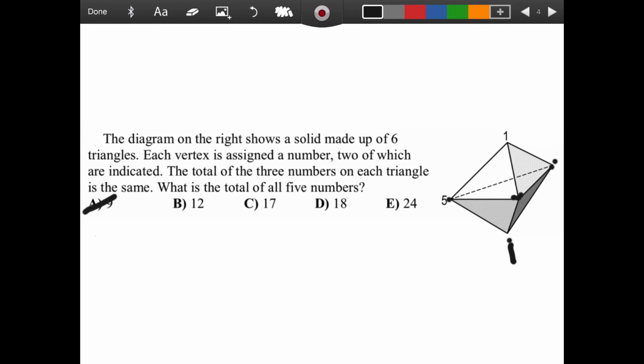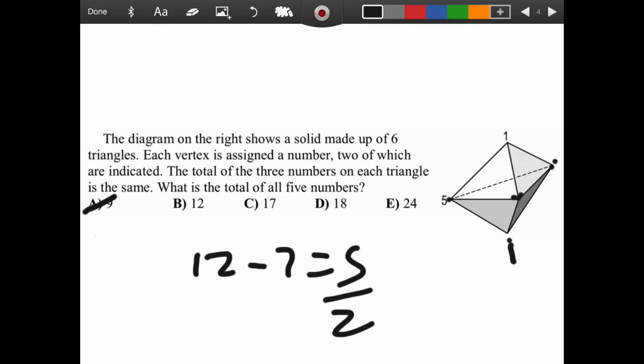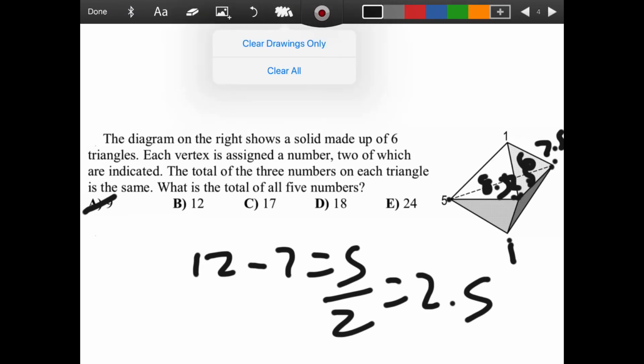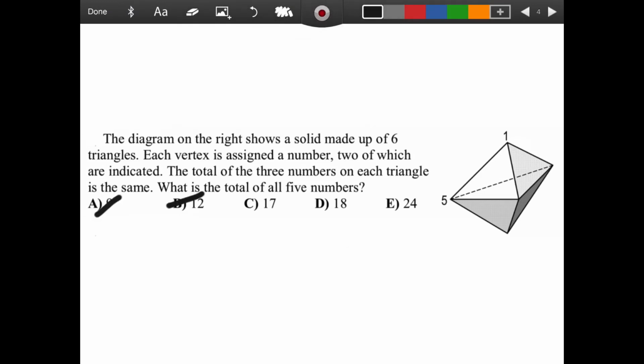So let's try 12. So 1 plus 5 plus 1 is 7, so 12 minus 7 is 5. And then you divide it by 2 since these two are the same. So that's 2.5. Now let's have 2.5 here and 2.5 here. And now the sum of this side is 6, but the sum of this side is 8.5. So that means this isn't it. So 12 isn't it.